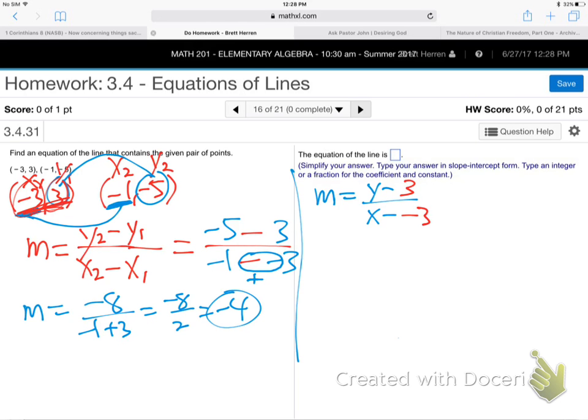Negatives, the death of many otherwise well-intended students, right? Negatives, you just got to practice. Practice, practice, practice. All right. So now plug in the slope. Slope is minus 4. Put that in right there.